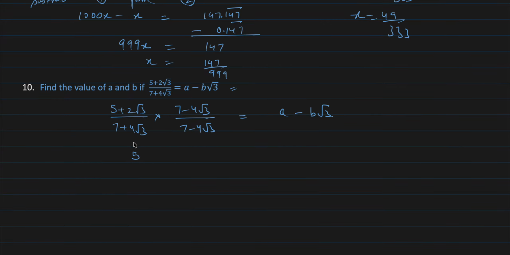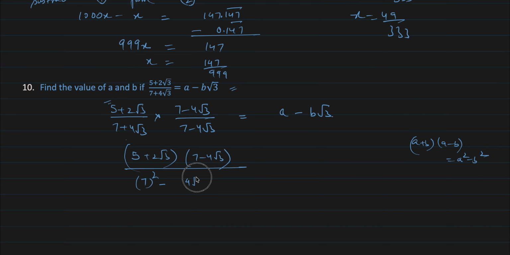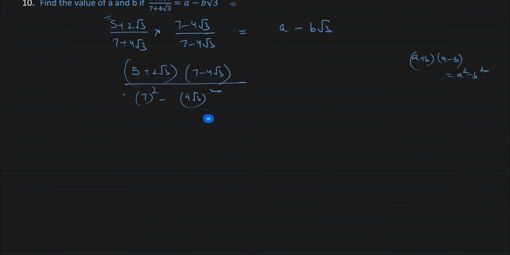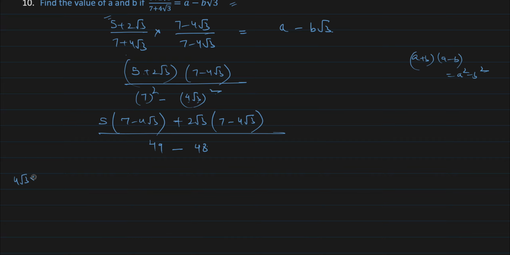So it will be 5 plus 2 root 3 multiplied by 7 minus 4 root 3, and the denominator is of the a plus b and a minus b form. So I'll change it to the identity form, a square minus b square. So 7 square minus 4 root 3 whole square. 5 will be multiplied by 7 minus 4 root 3, and plus 2 root 3 will be multiplied by this thing. Over, 7 square is 49, minus 4 4s are 16, 16 3s are 48. So how we do it here is 4 root 3 multiplied by 4 root 3: 4 into 4 is 16, root 3 into root 3 is 3. So 16 3s are 48. So squaring is like that.